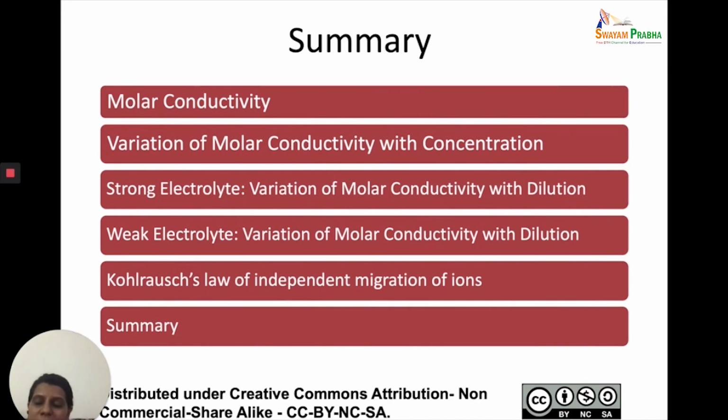So in today's lecture we looked at what is molar conductivity and its variation with concentration. We looked at the individual themes of strong electrolyte and weak electrolyte. We looked at their explanation, followed by an in-depth look at the Kohlrausch law of independent migration of ions and how it can be applied to get the value of molar conductivity at infinite dilution for the weak electrolyte using the lambda m infinity values of the strong electrolyte. So with this we wind up today's lecture.